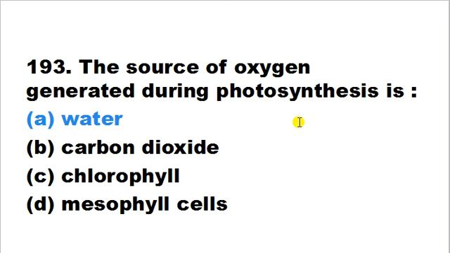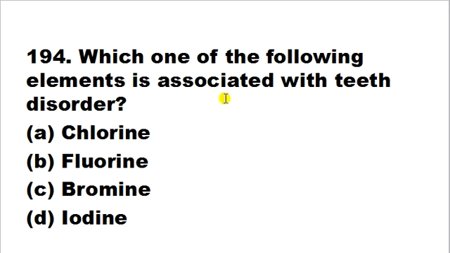Which one of the following elements is associated with teeth disorder? Chlorine, fluorine, bromine, iodine. So the correct answer is B. That means fluorine is an element that causes teeth disorder. If an excess amount of fluorine is ingested into the body from drinking water, where it is present, it can cause fluorosis, which affects teeth and bones.